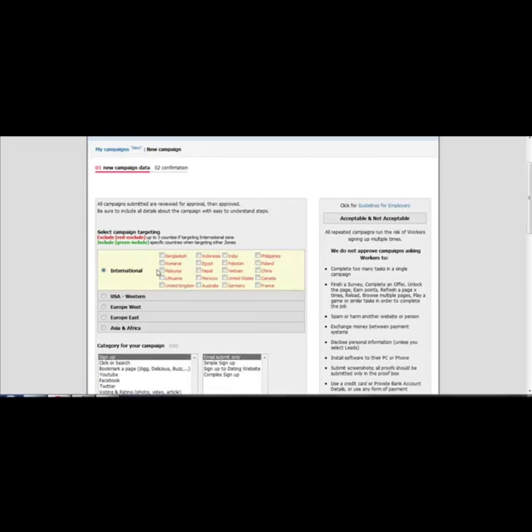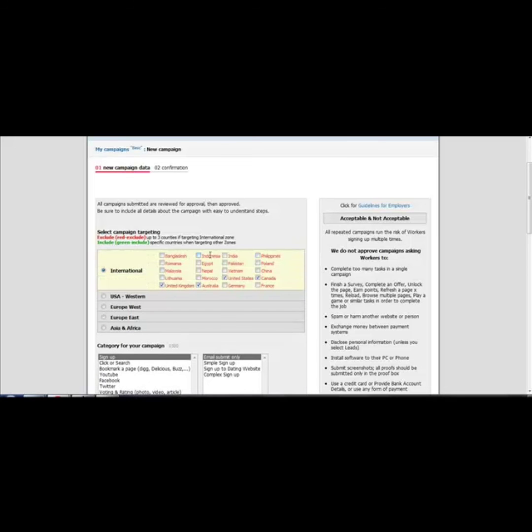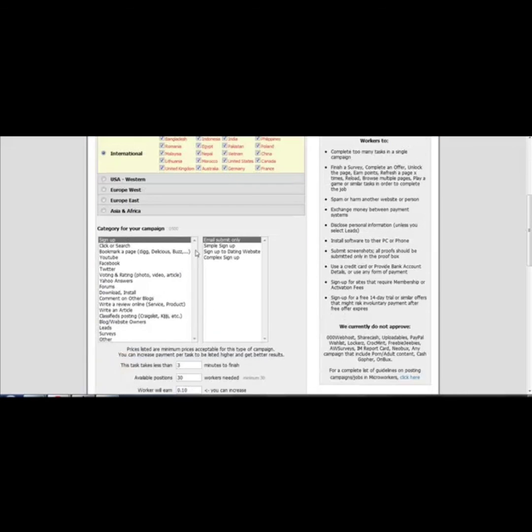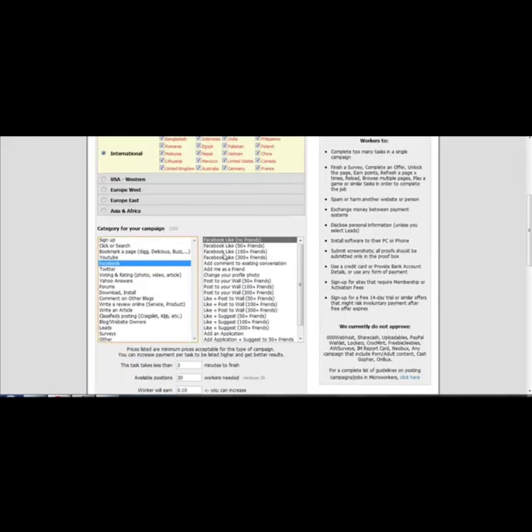So what I'm going to do is target the international market. Okay, so all over the world. I'm going to click on every single country on here. Actually, yeah, so it's going to be international. So our friends in Indonesia, Egypt, Nepal, Morocco, Philippines, all of these beautiful countries I'm going to highlight. And the category for your campaign is Facebook. Okay, and here you can select Facebook like, no friends, Facebook like, 50 plus friends.